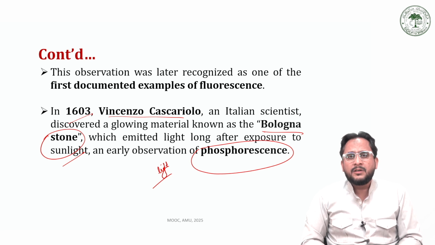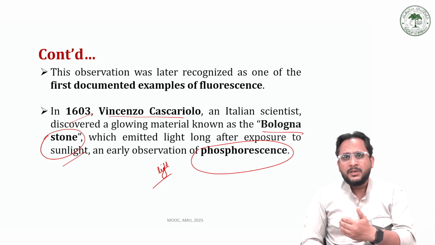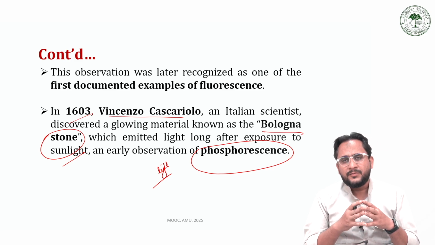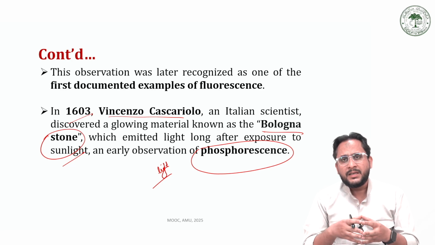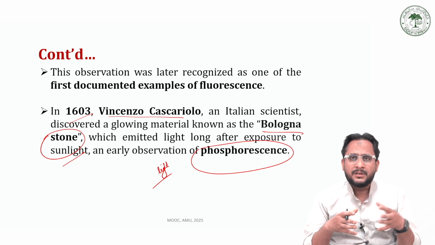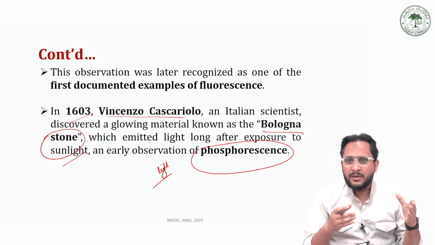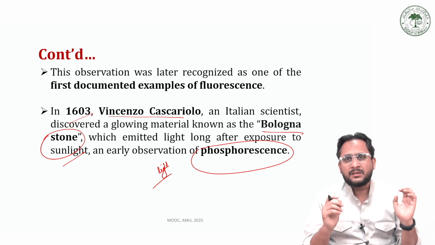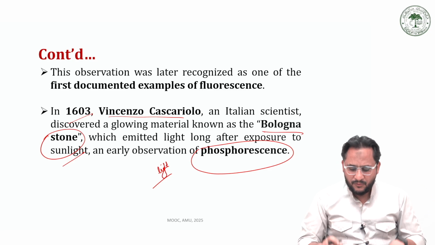While the reports of Nicolas Monardes related to the phenomenon of fluorescence, where the extract of the wood of Lignum nephriticum infused into the veins shows a blue color when exposed to sunlight, in this case Vincenzo Cascariolo reported the phenomenon of phosphorescence. When Bologna stone was exposed to sunlight, it started emitting light radiation, and even after keeping it inside, the emission of light continued for a certain period of time. So these reports are considered the first reports of the phenomenon of photoluminescence.